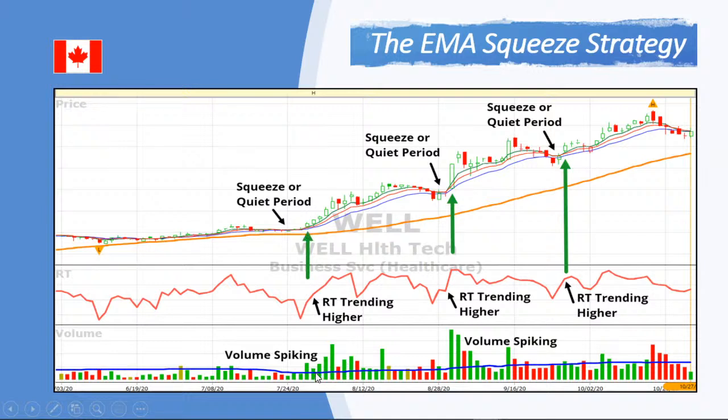You can also see here volume starts to pick up, which is a nice bonus. We haven't talked much about volume, and volume isn't necessarily a component of the system, but it's nice to have spiking volume behind the trade. So price begins to rise. It starts to pull away from the 50. The three EMAs start to fan apart. There's your entry.